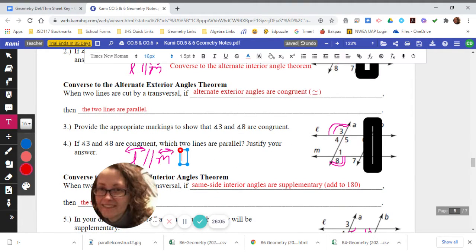Here, I would have the converse to the alternate exterior angle theorem.